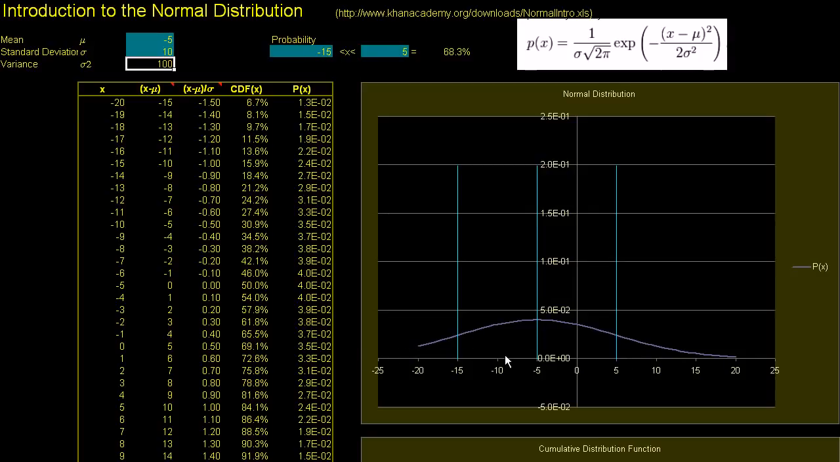The binomial distribution is always finite. You can only have a finite number of values, while the normal distribution is defined over the entire real number line. So if you have a mean of -5 and a standard deviation of 10, the probability of getting 1,000 here is very, very low, but there is some probability.